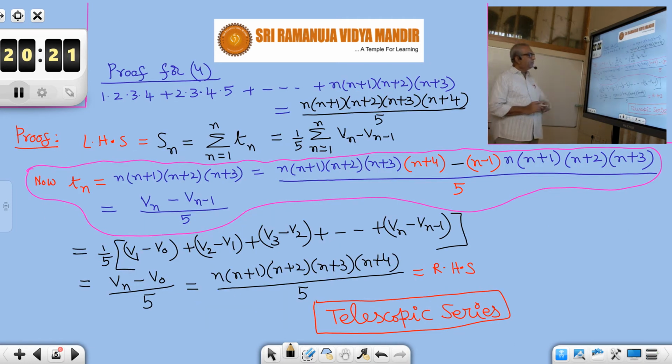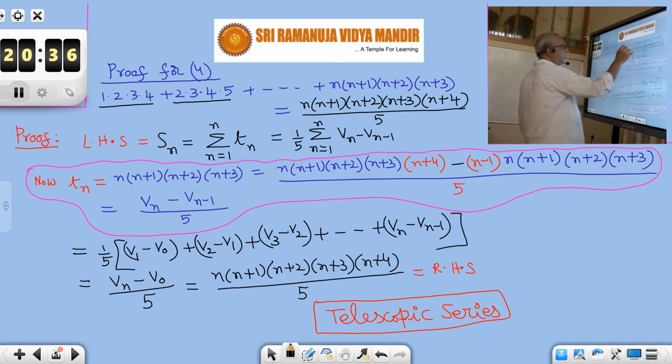So, proof for the fourth one. Fourth formula, we have to prove it. What is it? Product of 4 factors, 1, 2, 3, 4, plus 2, 3, 4, 5, and so on up to n terms. Nth term is n, n plus 1, n plus 2, n plus 3. What is the right hand side? Last term n, n plus 1, n plus 2, n plus 3 into one more factor n plus 4, divided by number of factors 5.